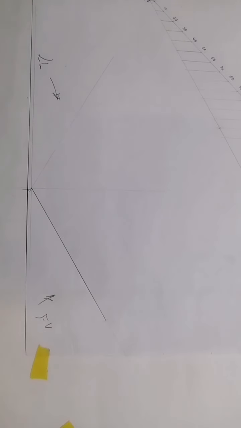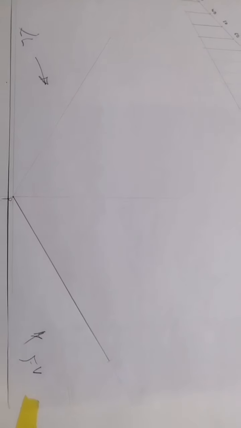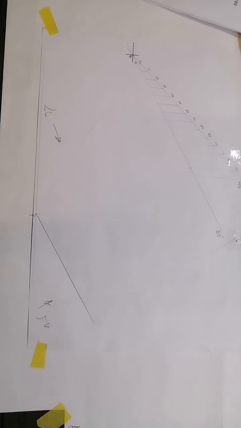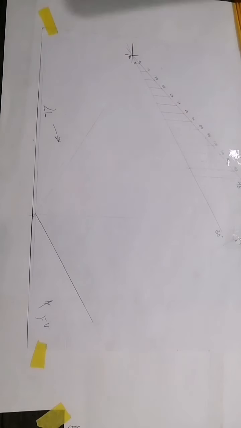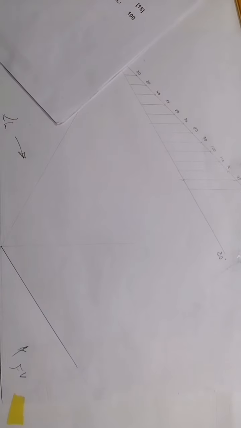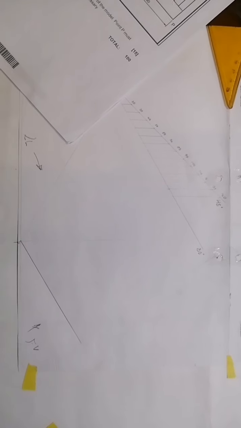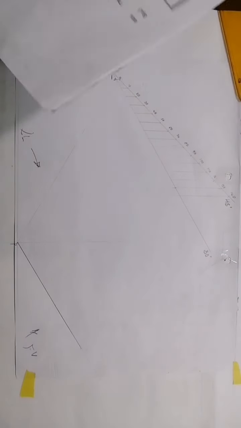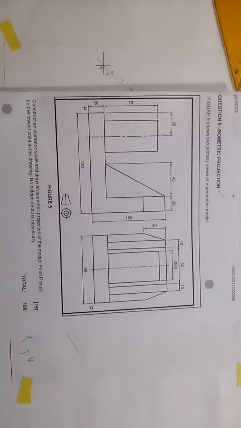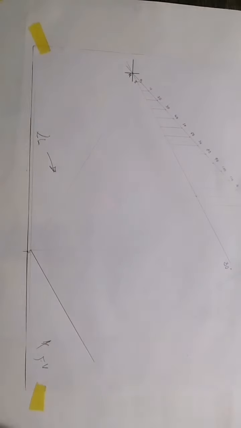Let me adjust this table so that I draw faster. Can you see my faint line, guys? Can you see my faint lines? I'm drawing at night here.